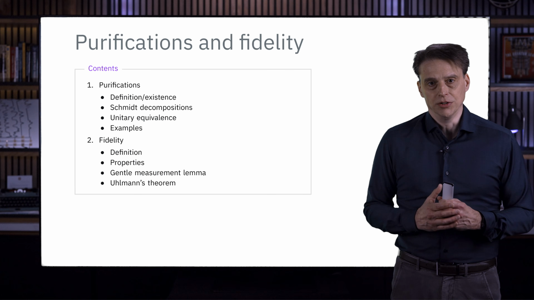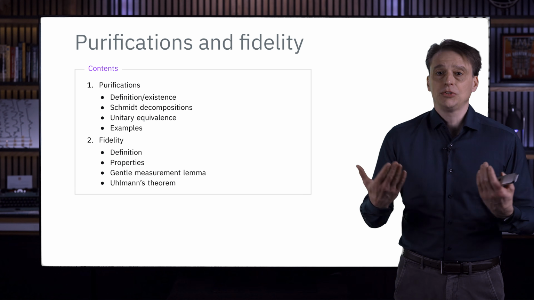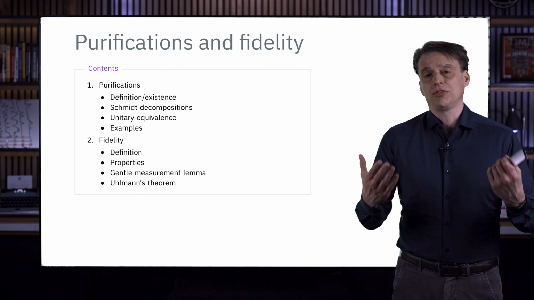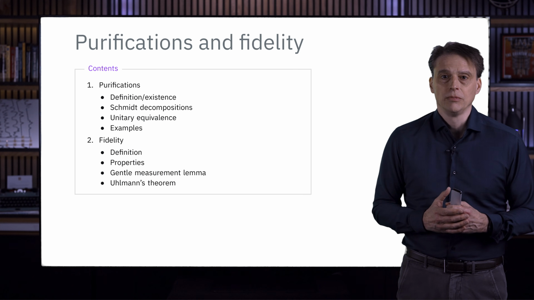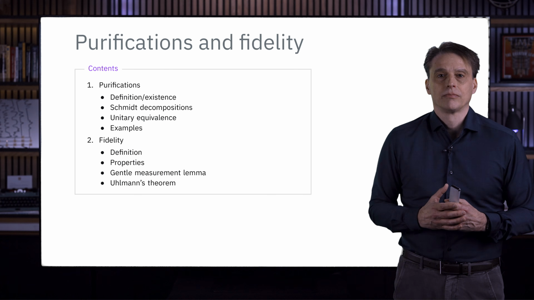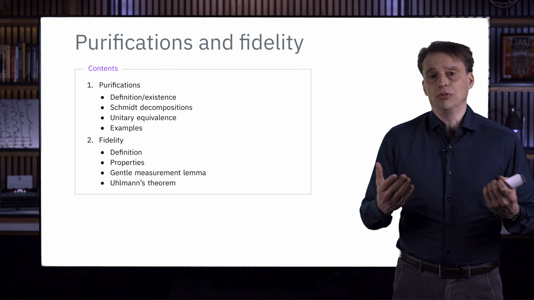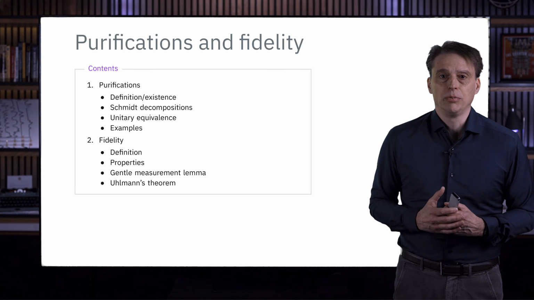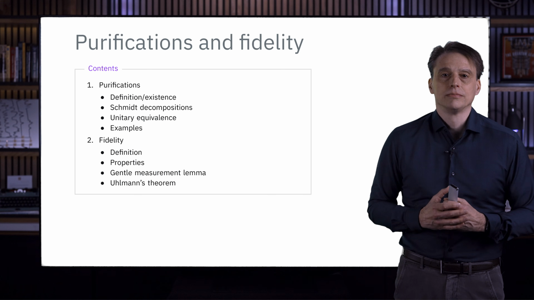We'll start with purifications, including the definition and a simple proof of their existence, which tells us how to find one if we need one. Then we'll discuss something known as the Schmidt decomposition of a quantum state vector of two systems, and we'll see how Schmidt decompositions relate to purifications. Then we'll discuss a critically important relationship between any two purifications of the same state, which is known as the unitary equivalence of purifications. And finally, we'll go through a few examples.